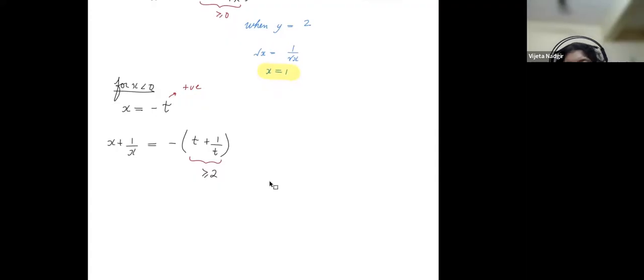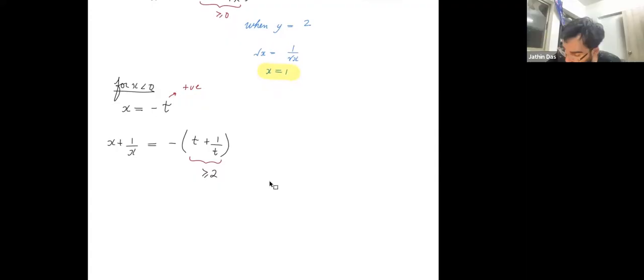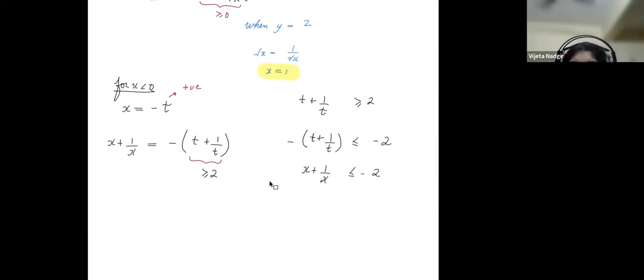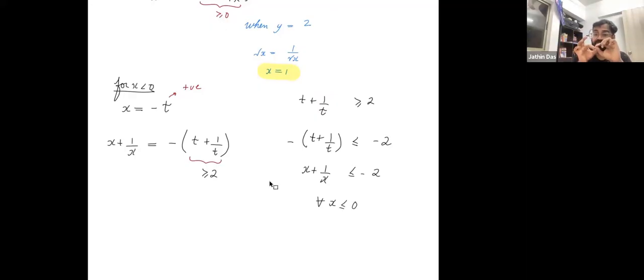Correct? So, but I don't want that. I want minus. So I know t plus 1 by t is greater than or equal to 2. Now I'm multiplying negative on both sides. So minus of t plus 1 by t, the sign of the inequality reverses. Now what is this? This is your x plus 1 by x for all x less than 0. So if x is negative, then x plus 1 by x will be less than or equal to minus 2. If x is positive, then x plus 1 by x will be greater than or equal to 2.